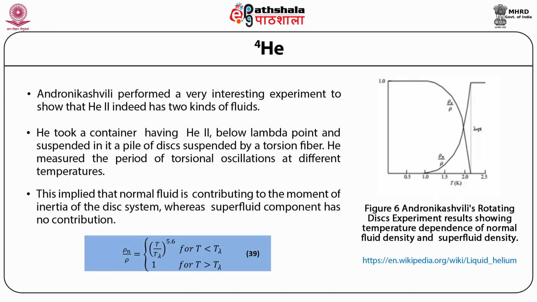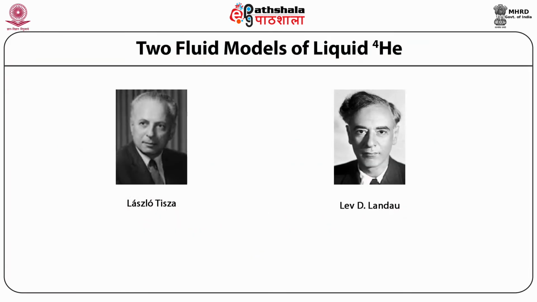This experiment provided a proof of the dependence of normal fluid density on temperature, as shown in figure 6. The fit for the experimental data is given by rho n upon rho equal to (T upon T lambda) raised to the power 5.6 for T less than T lambda, and 1 for T greater than T lambda. So to understand this superfluidity, two famous physicists gave a model called the two-fluid model of liquid helium-4: Laszlo Tisza and Lev Landau.